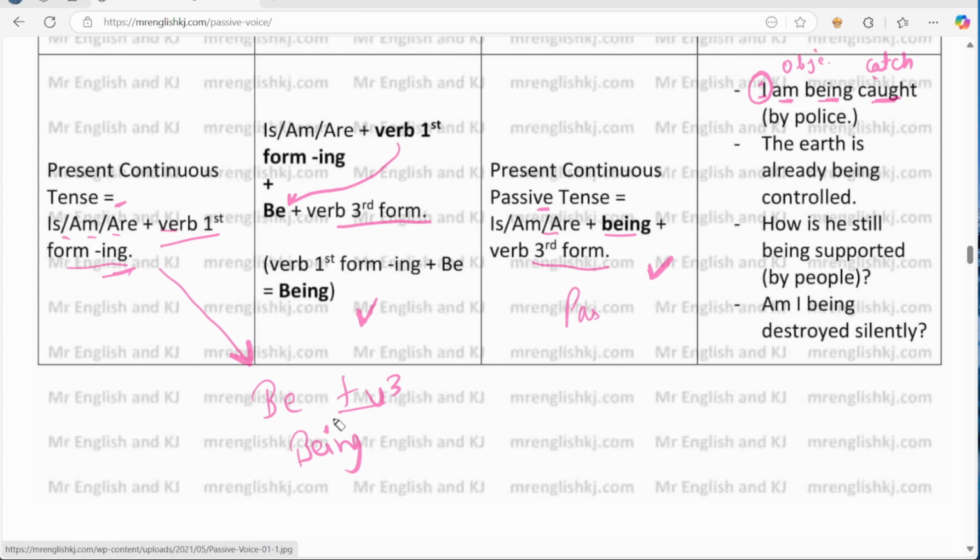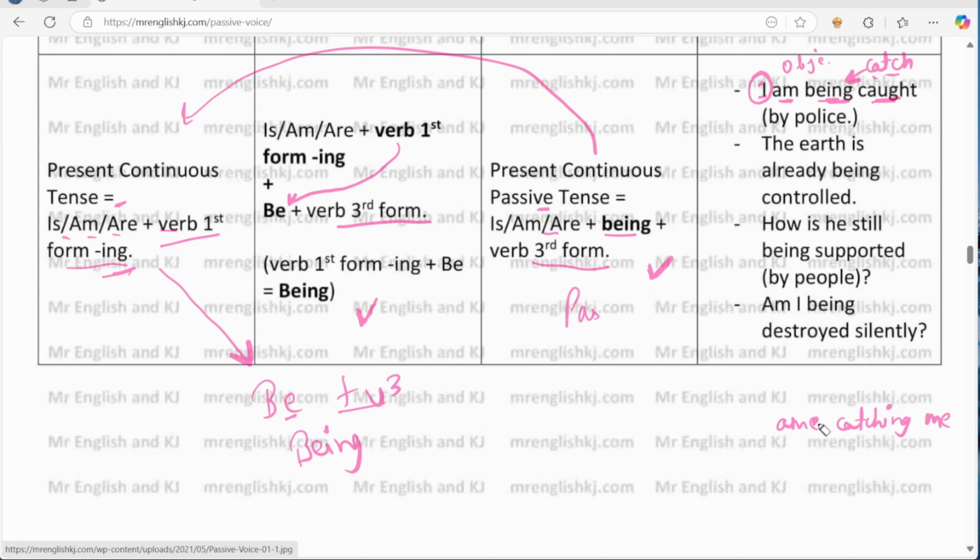We don't need be also, because what we are doing, we are undoing it. Meaning to say we are converting passive back to active. Okay, so we remove verb third form. What we have? Catch, the verb first form. We remove be. What we are left with? ing. So catch will be added to the word ing. What we have? Am catching. And we know I is the receiver. So obviously it will go here.